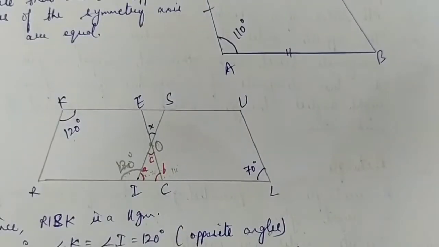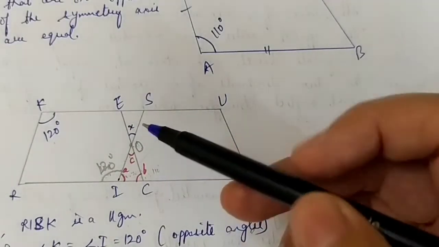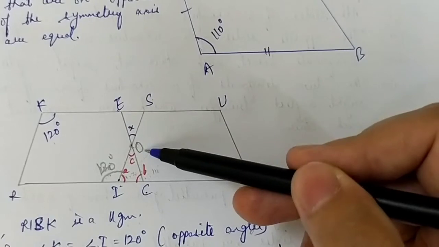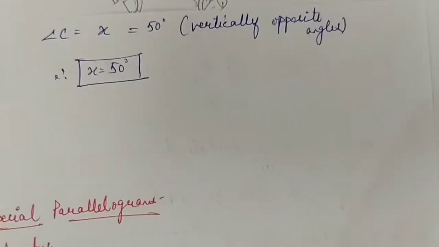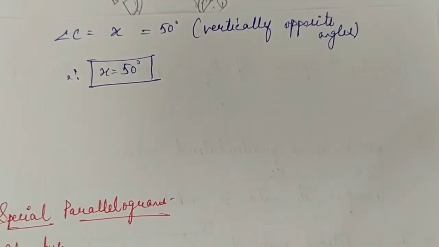So now I can see that angle C is equal to 50 degrees, and these are two lines, EC and SI, intersecting at this point O. So C and X form vertically opposite angles. So I will write that angle C is equal to angle X is equal to 50 degrees. That is, vertically opposite angles. Therefore X is equal to 50 degrees.